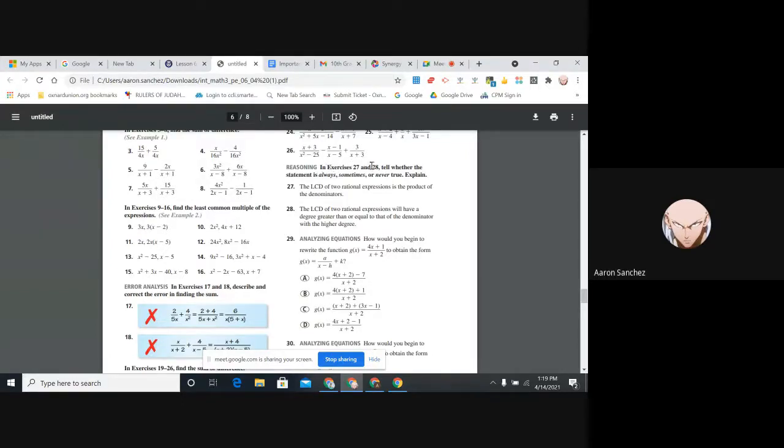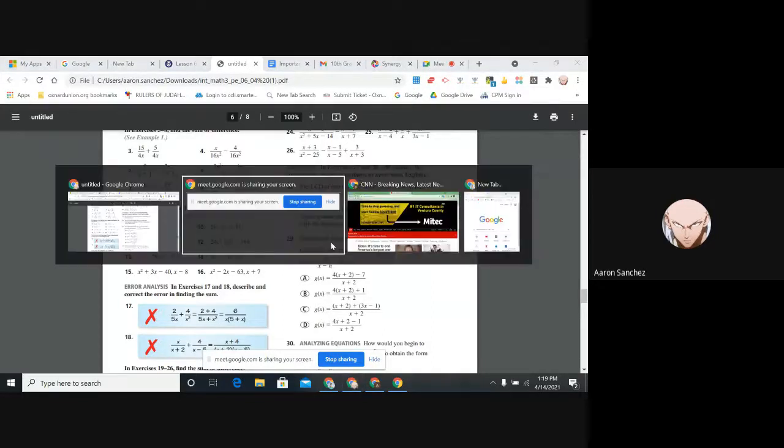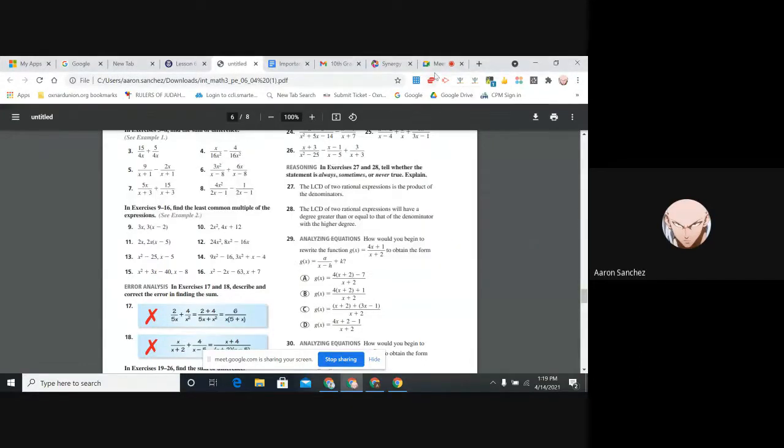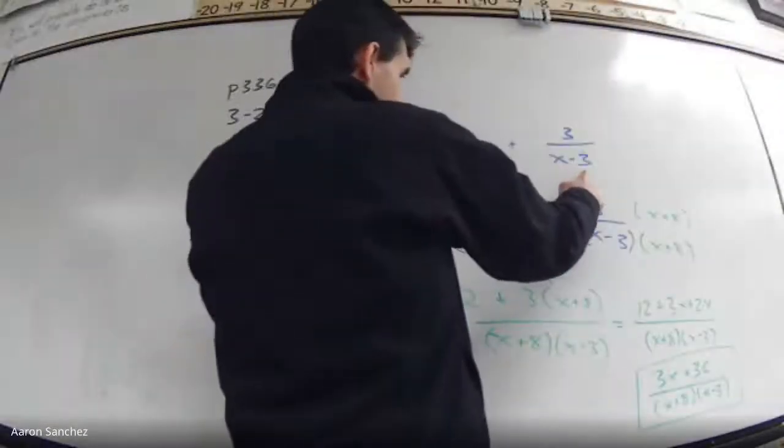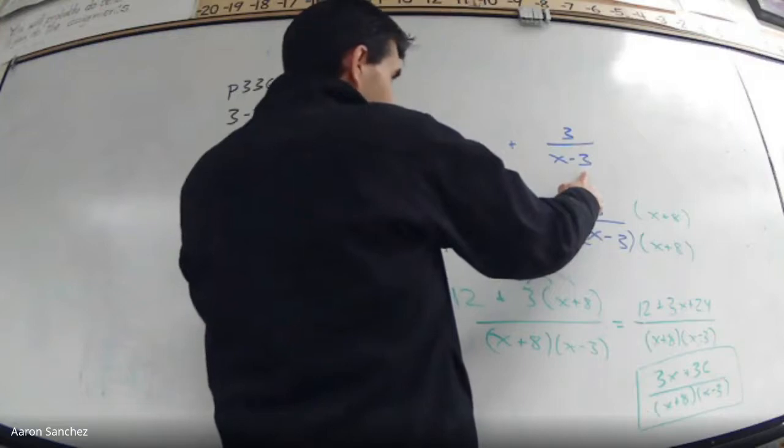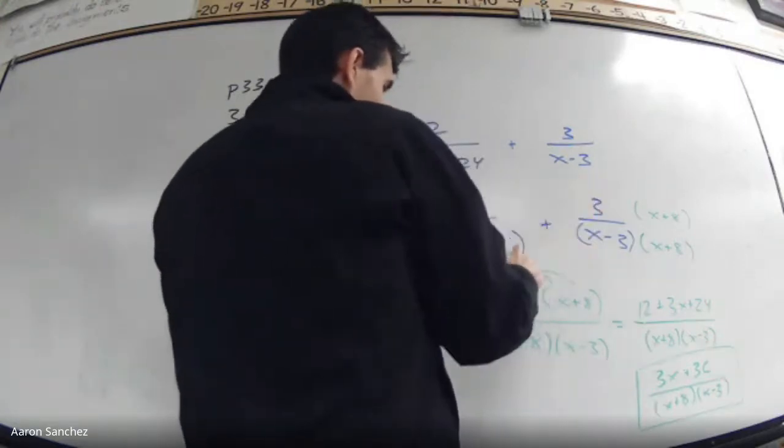In exercise 27 and 28, tell whether the statement is always, sometimes, or never true. Explain. The least common denominator of 2 rational expressions is the product of the denominators. Is that always true, sometimes true, or never true? What do you think? So what that's saying is, in fact, we just did one where that is not true. What this is saying is the least common denominator is always this times that. That's not always true. It's sometimes true, but here's an example of where it is not true.